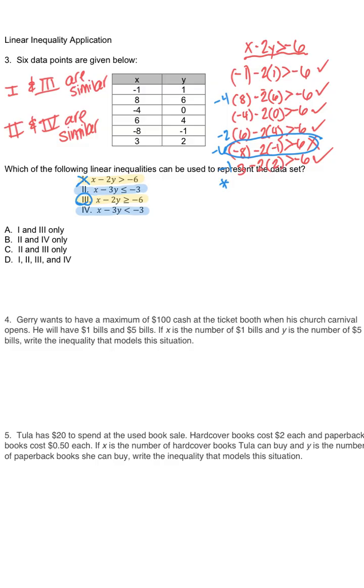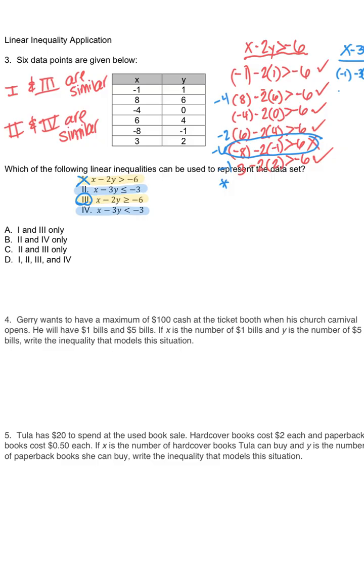So let's go ahead and do, this time I'm going to use the x minus 3y is less than or equal to negative 3. And let's go ahead and fill in those. So we have our negative 1, and then our negative 3, positive 1 is less than or equal to negative 3. So let's see, negative 1 and negative 3, that would give me negative 4. So is negative 4 less than or equal to negative 3? Yes, it is. So that checks out.